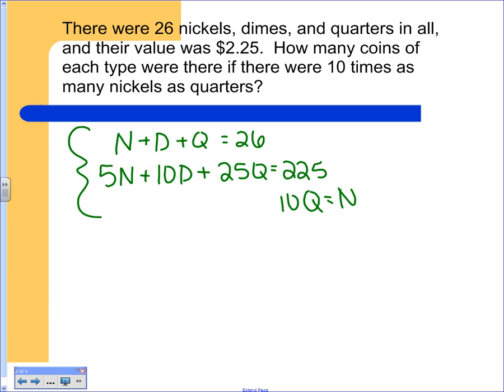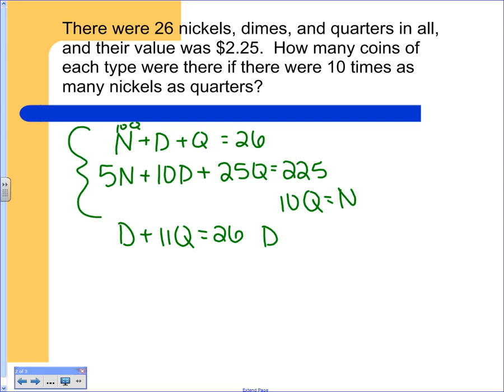Okay. Instead of N, I'm going to put 10Q. So what is my first equation going to become? Do you agree? You had 10Q instead of N? Yeah, and now it's 11Qs. Okay, you can do elimination or you can do substitution. I don't know why, but I like doing substitution on these better. That's just me.